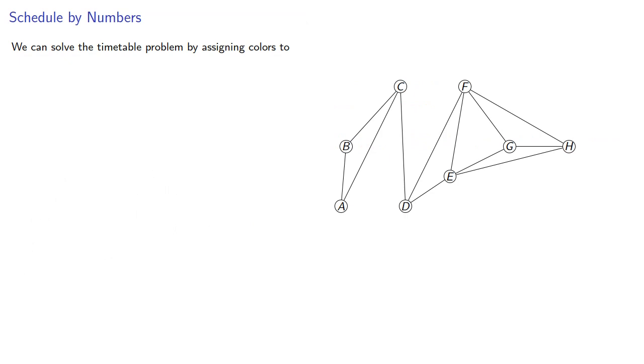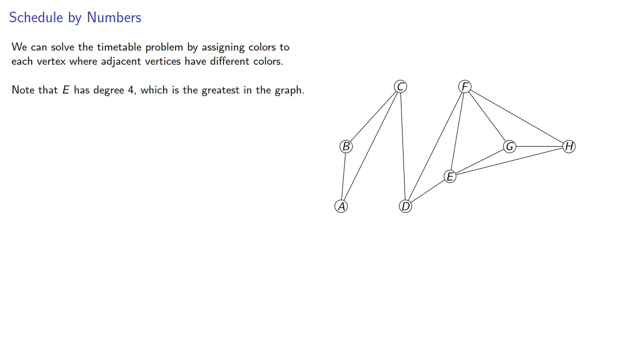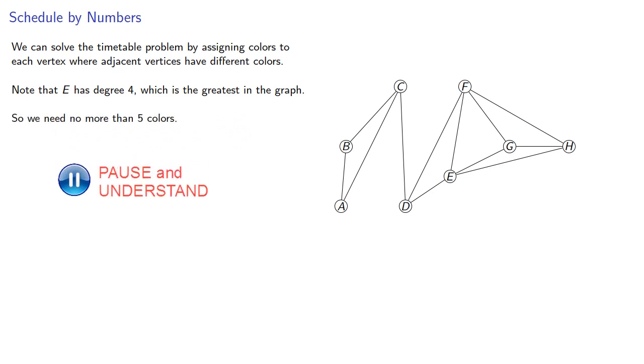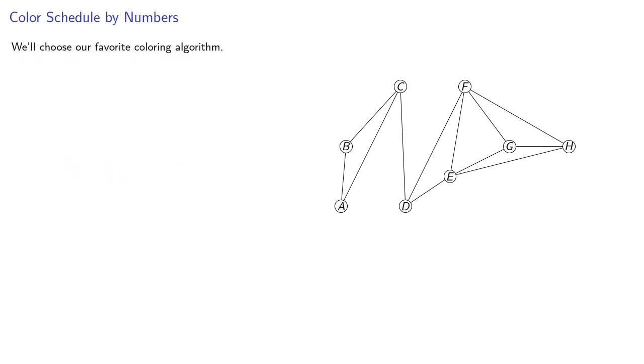We can solve the timetable problem by assigning colors to each vertex where adjacent vertices have different colors. Note that E has degree 4, which is the greatest in the graph, so we need no more than 5 colors. So we'll choose our favorite coloring algorithm. It really doesn't matter which. A will be assigned color 1. B is adjacent to A, so it can't be assigned 1, so we'll assign it color 2.